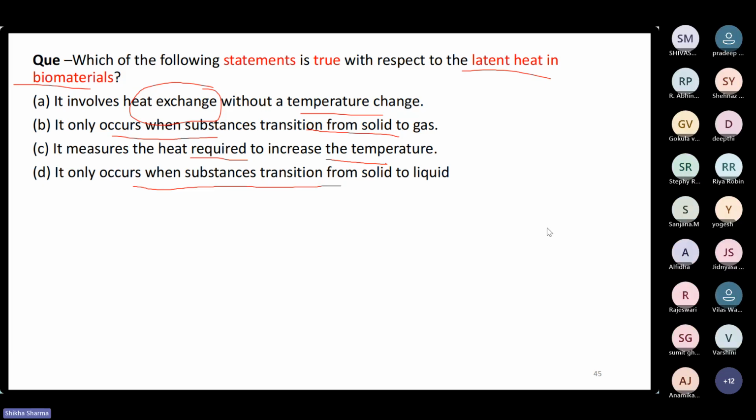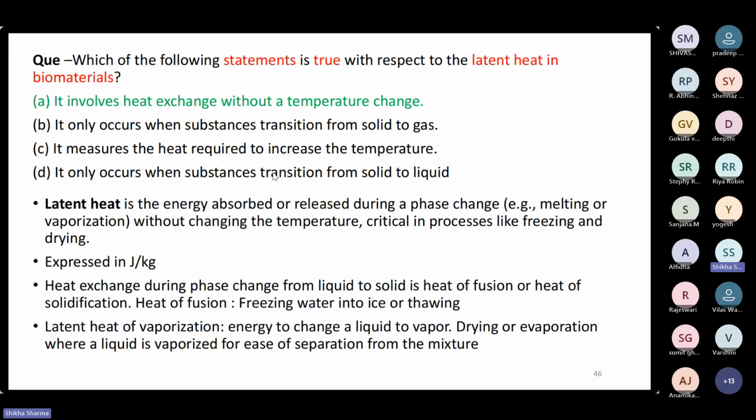Latent heat of biomaterials. So there are specific heat and latent heat. Pradeep says A: it involves heat exchange without a temperature change. Okay, let's see the answer. Pradeep is correct. It involves heat exchange without a temperature change. Basically, latent heat means that energy is absorbed or released during the phase change.